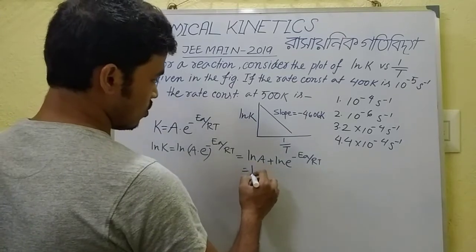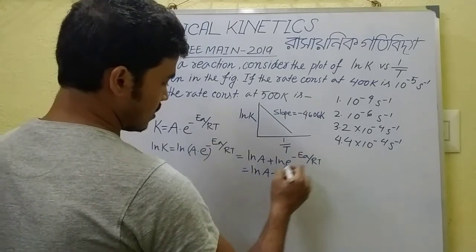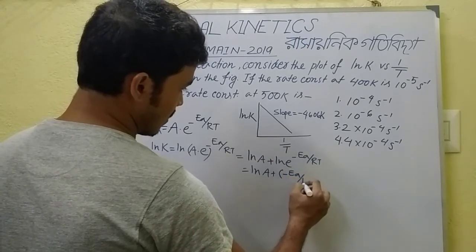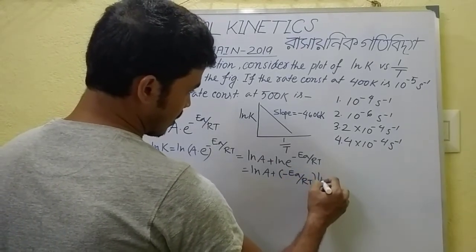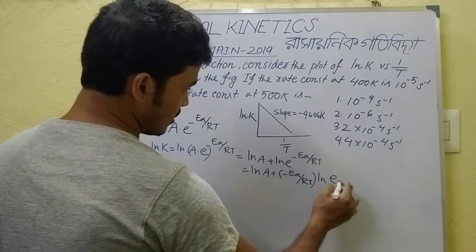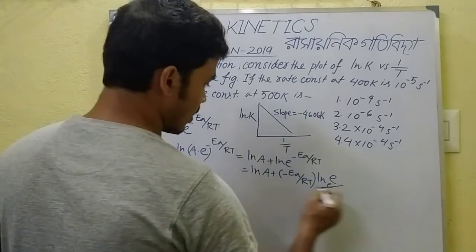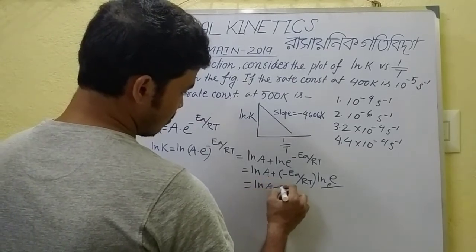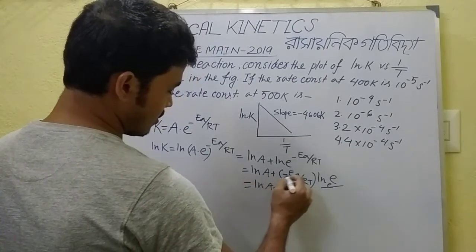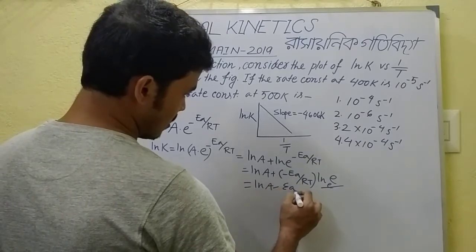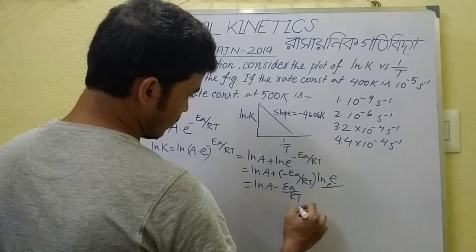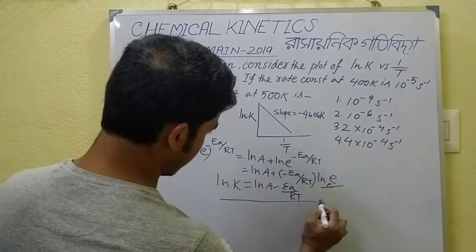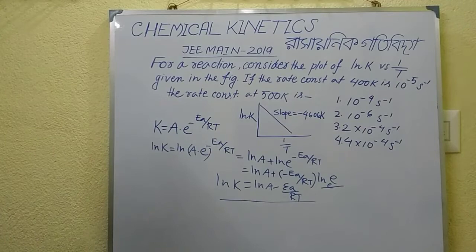So this is equal to ln A plus minus EA by RT times ln e. Now ln e, and the base is e, so this is equal to 1. The total term is ln A plus minus EA by RT, which is minus EA by RT. So ln K is equal to ln A minus EA by RT. This is the actual form.